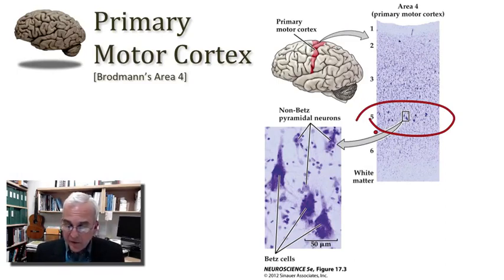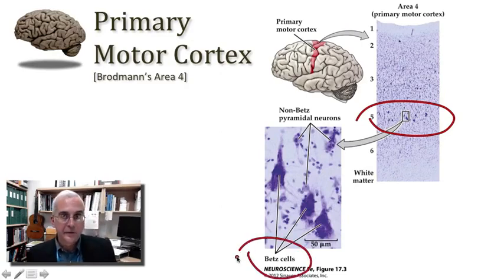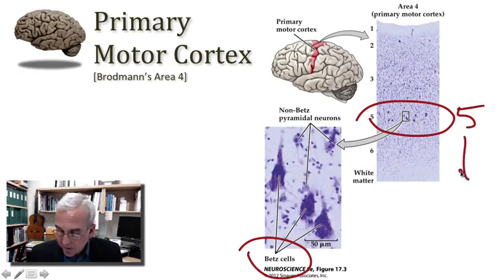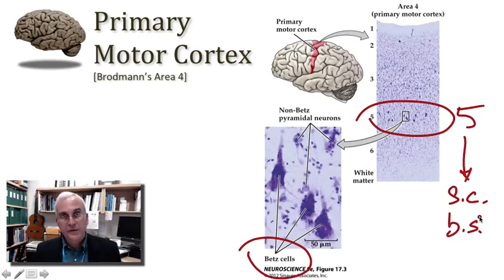So here in layer 5, we find these very large neurons called Betz cells. In fact, they are the largest neurons in the entire cerebral cortex. And they contribute to the cortical spinal tract. So generally speaking, layer 5 in the motor cortex is what gives rise to projections to the spinal cord and to the brainstem. So we call these connections, again, the cortical spinal and the cortical bulbar tracts. They come from layer 5.